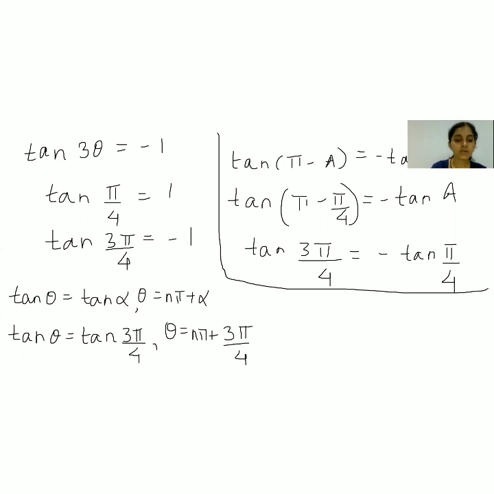In the last one over here, it should be 3 theta because the question is asked for 3 theta. So instead of theta, it will be tan 3 theta is equal to tan 3 pi by 4. 3 theta is equal to n pi plus 3 pi by 4. Okay, that is for the tan value.